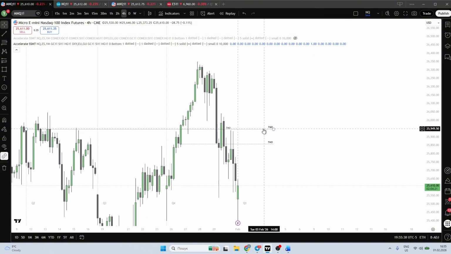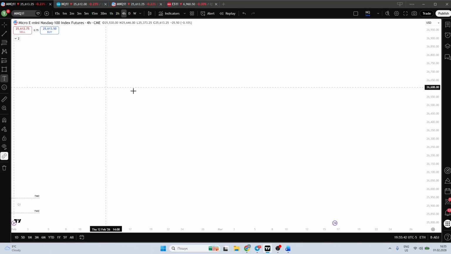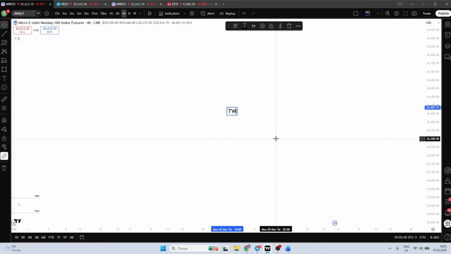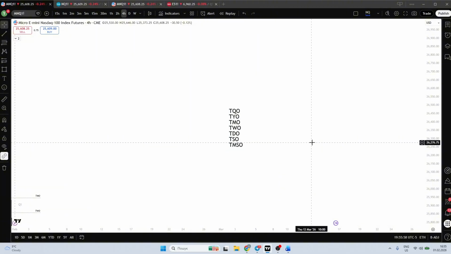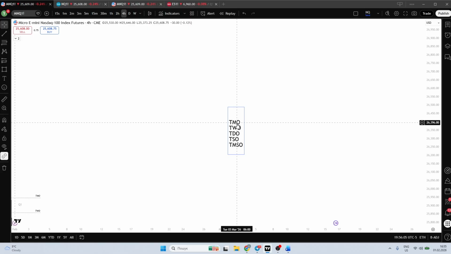So what true opens exist? True quarterly open, true yearly open, true months open, true week open, true day open, true session open, true micro session open. You don't really use the true quarterly open and true yearly open. We use the true monthly open, true weekly open, true day open, true session open, and true micro session open.